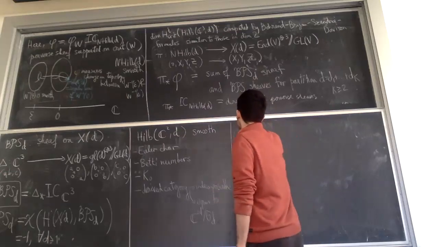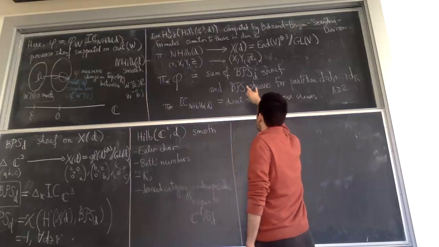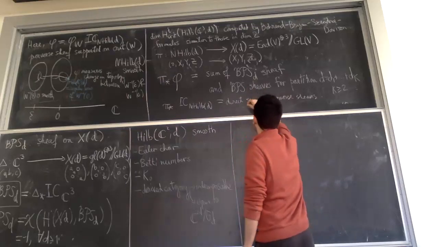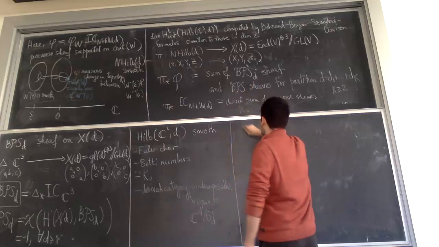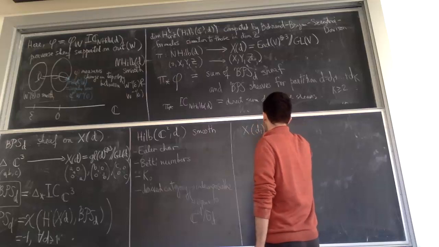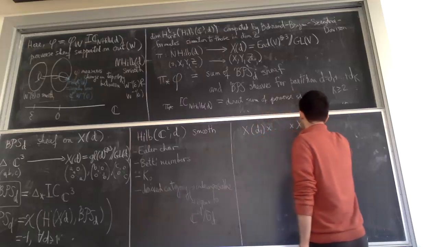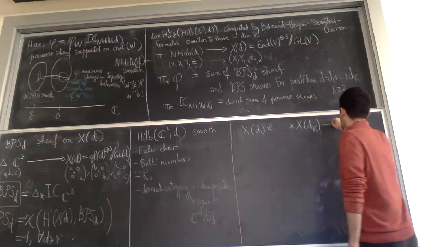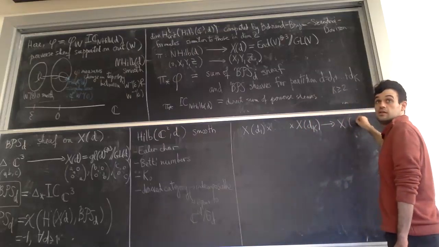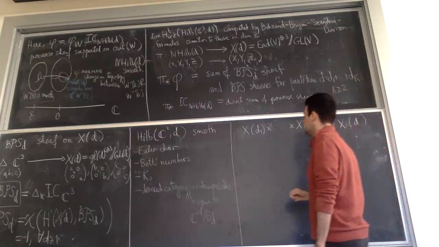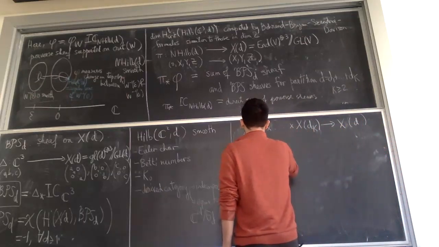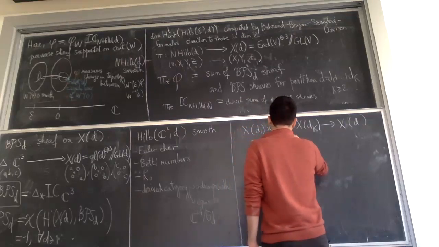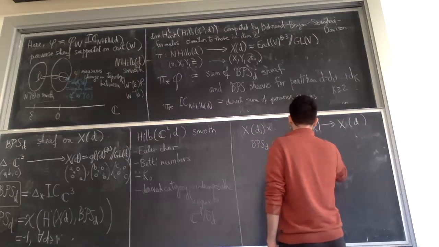Yeah, so for other partitions, it will be certain push forwards from the partition. So you have X_{d1} and X_{dk} in X_d by taking the direct sum, and then you push forward what is BPS_{d1} box BPS_{dk}.